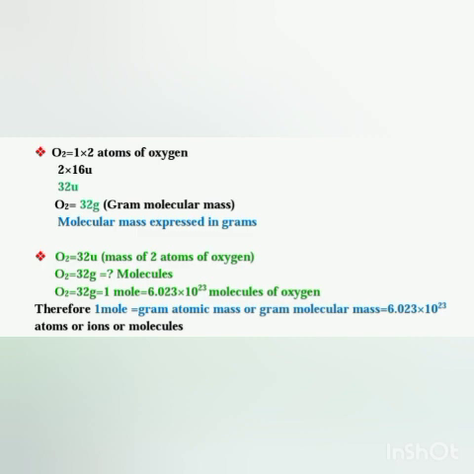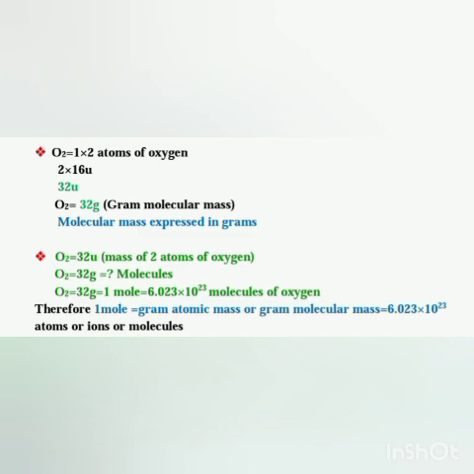And now if I write 2O2, it will be equal to 64 units, which means that 64 units is the molecular mass of 2 molecules of oxygen. But if I convert it into gram molecular mass, then it will become 64 grams. So now it will contain double the particles, or double the molecules of oxygen, that is 12.046 × 10^23. Just remember, 1 mole is always equal to gram atomic mass or gram molecular mass.